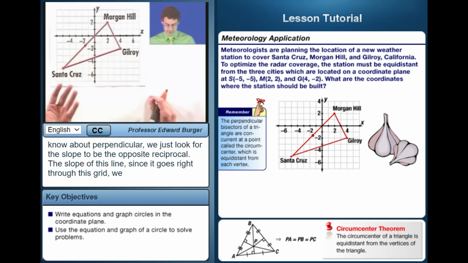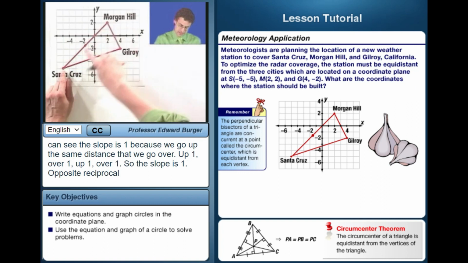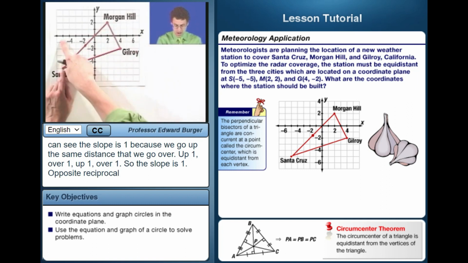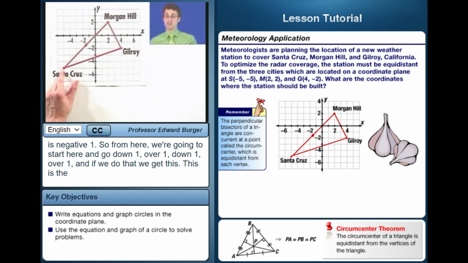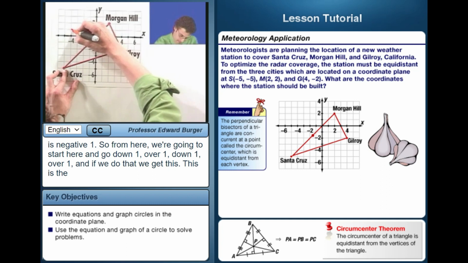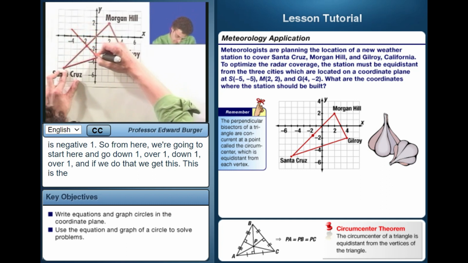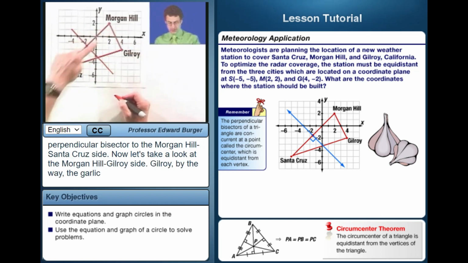Well, we know about perpendicular. We just look for the slope to be the opposite reciprocal. The slope of this line, since it goes right through this grid, is 1, because we go up the same distance that we go over: up 1 over 1, up 1 over 1, up 1 over 1. So the slope is 1, and the opposite reciprocal is -1. From here, we start and go down 1 over 1, down 1 over 1, down 1 over 1. And if we do that, we get this. So this is the perpendicular bisector to the Morgan Hill, Santa Cruz side.